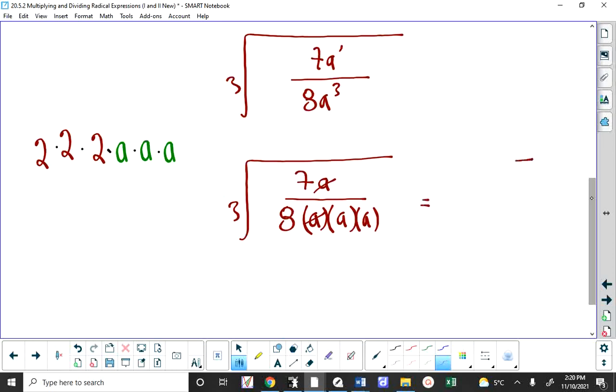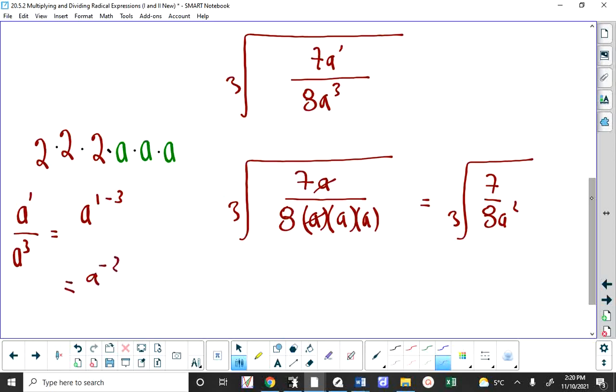So the answer is the cube root of 7 over 8a squared. Now, I just said I wouldn't have subtracted the exponents, but could you have subtracted the exponents? Could you have said that I'm going to take a to the 1 divided by a cubed, which will give me a to the 1 minus 3? Yes. 1 minus 3 is negative 2, so you get a to the negative 2. But now we have to think of negative exponents, and a to the negative 2 is 1 over a to the positive 2, which is why I have a squared on the bottom. Okay?